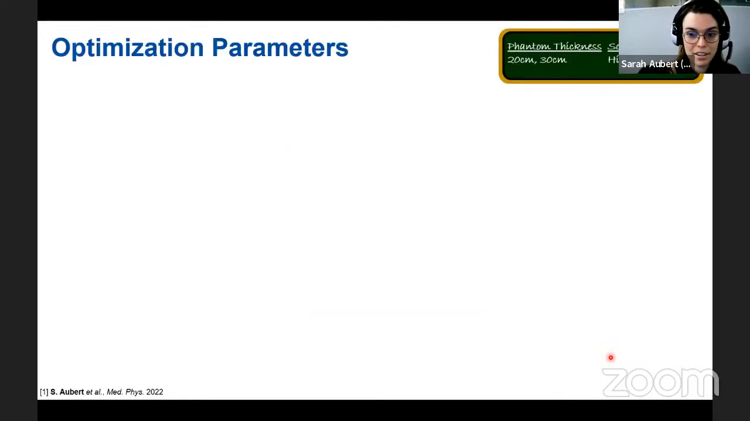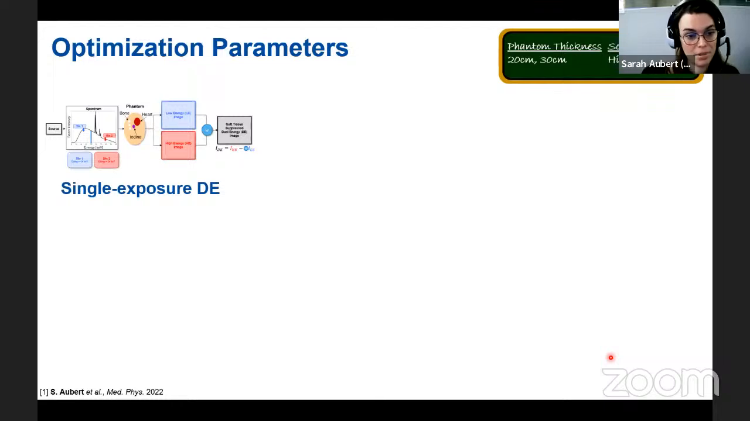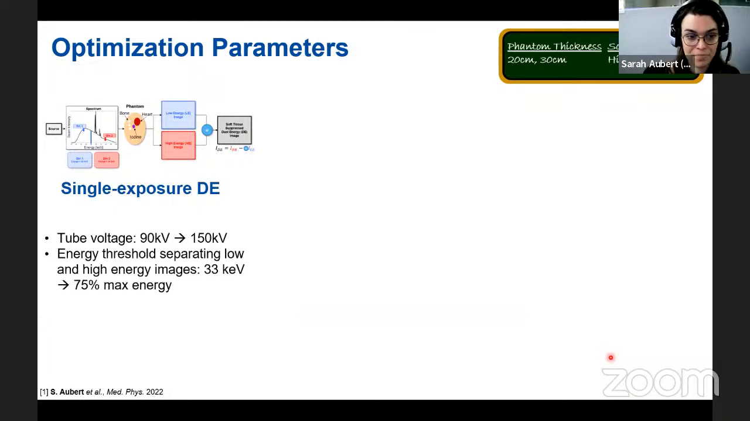And so as a reminder, in our second objective, we went and optimized our single exposure dual energy approach. And we did so by optimizing our tube voltage, our energy threshold that separates our low and high energy image, as well as our soft tissue suppression parameter.